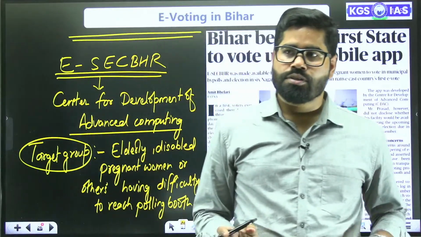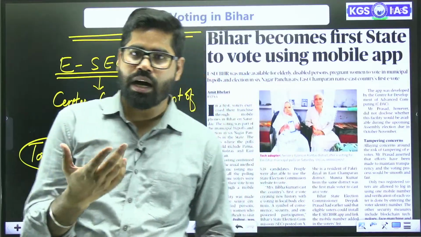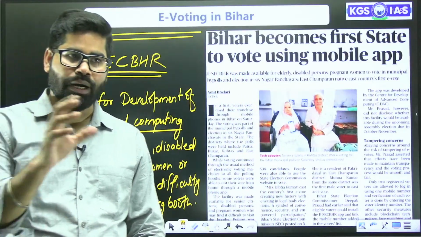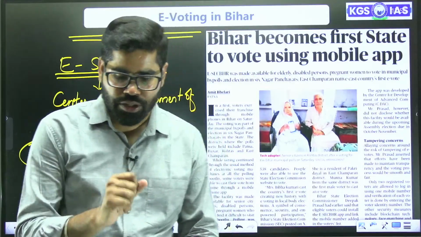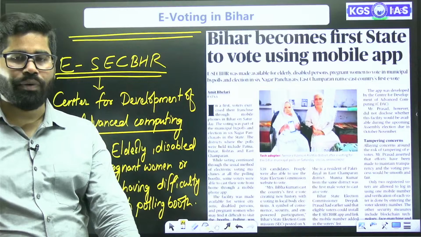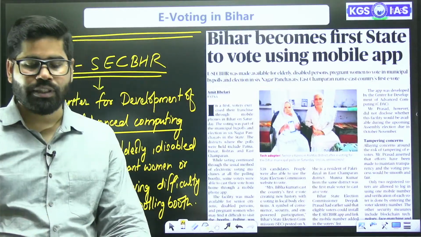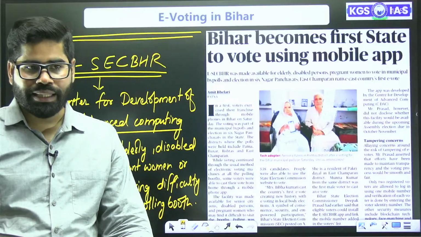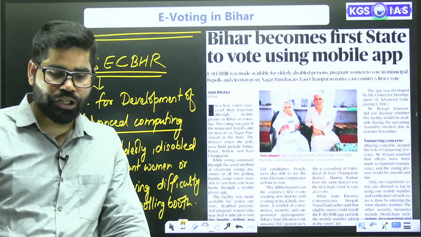In one phone, two voters are allowed. Per phone, per mobile, there can be two voters. So this is one thing which has been provided, that they can install the app. They can link their mobile with voter ID, and then per mobile there can be registration of two voters.